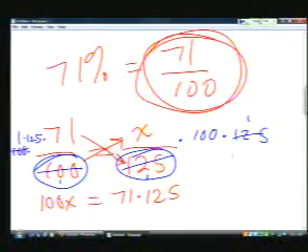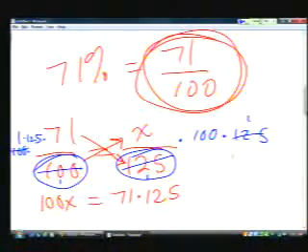So I don't want you to just memorize the magic of cross multiply. I want you to know why. It's okay to use cross multiply, but I want you to know why. It's multiplying both sides by 100, then multiplying both sides times 125. It's just a shorter way of doing that.